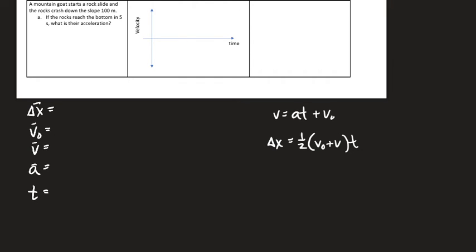So it says a mountain goat starts a rock slide and the rocks crash down the slope 100 meters. There's only one term here that's in meters, so it's hard to get these wrong. You can't put the 100 anywhere else because it wouldn't make sense to go anywhere else. Only one of these terms is in meters. Starts a rock slide suggests the rocks weren't sliding before. That's a subtle thing, but that tells you something, doesn't it? How fast were the rocks going before they started sliding? I think 0 is not a big stretch. And we're told that it takes 5 seconds for them to reach the bottom.